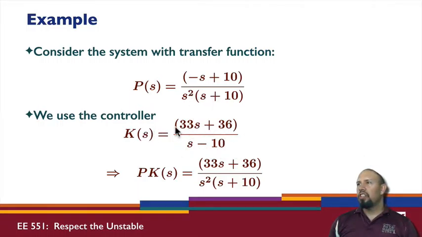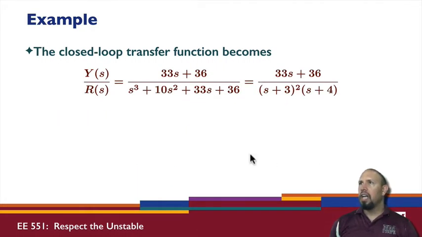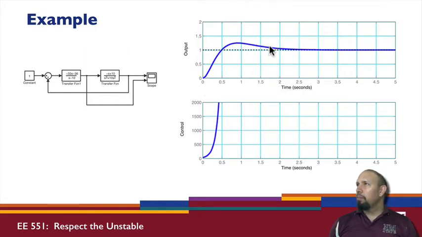We designed this controller, and we notice that PK has this transfer function. And we go ahead and close the loop. So this is the complementary sensitivity function. We get this, and I can factor the denominator this way and see that all the poles here are in the open left half plane. So this is stable. If we compute the step response of the system, we notice that it does pretty nicely. It has a little bit of overshoot, and settles nicely to 1.